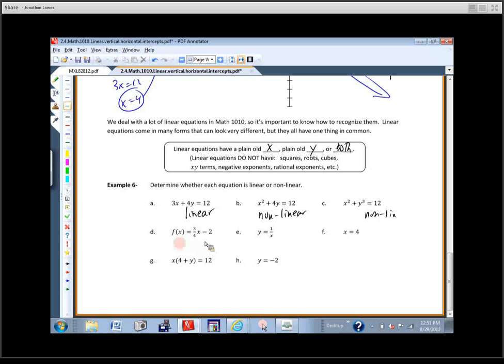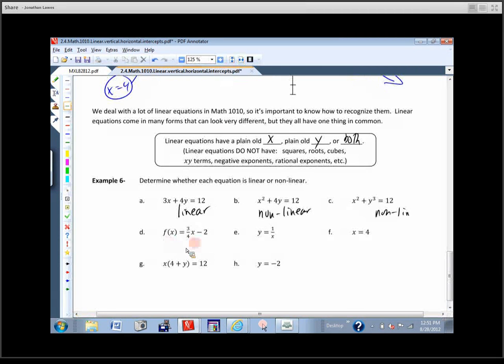Take a good look at this. Linear or non-linear? Linear. Is there a y? There's not a y written, but remember y is the exact same as f of x, or f of x is the same as y. So the answer here is linear. Plain old y? Is that a plain old x?